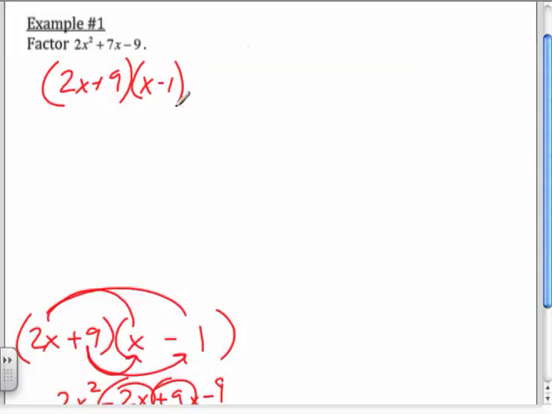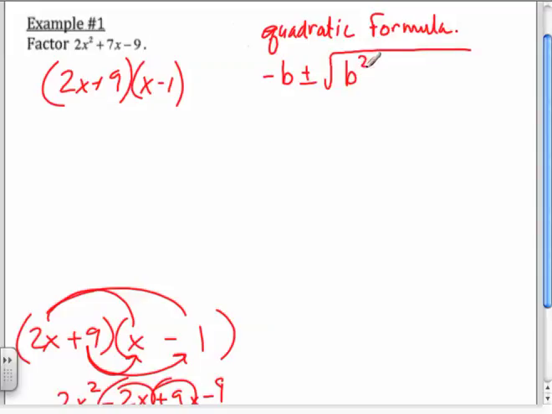And hopefully you guys got the inside and the outside done and added together. Okay, let me show you this. This is what you have to memorize. This is called the quadratic formula. Now, the quadratic formula is minus b plus or minus the square root of b squared minus 4ac all over 2a. That's it. You've got to memorize it.